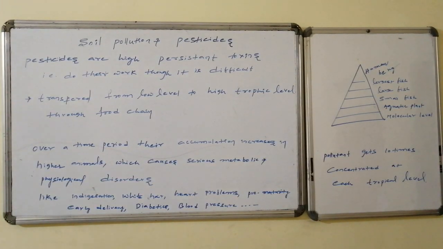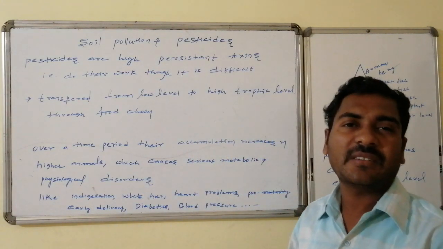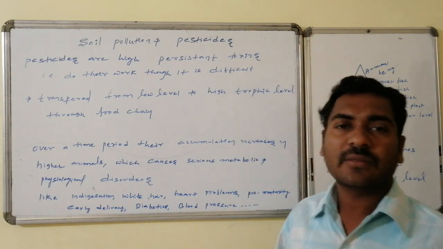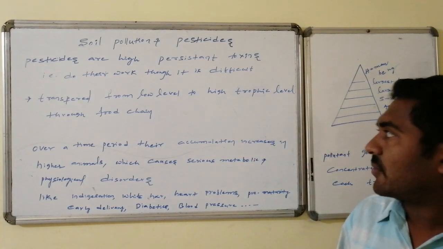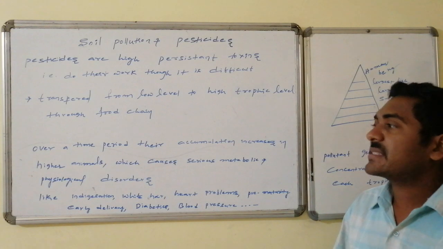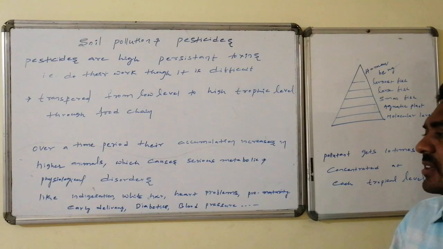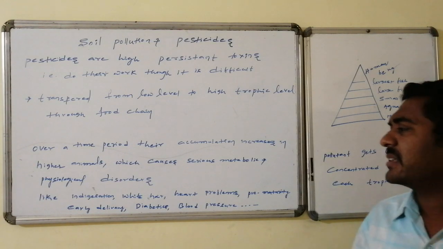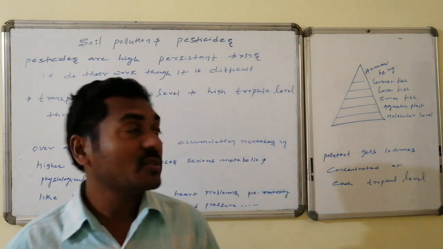All pesticides are highly persistent toxins, that is, they do their corresponding work, irrespective of side effects, oriented on the target. They are transferred from the low trophic level to the high trophic level through the food chain. Over a period of time their accumulation increases in the higher animals, which causes serious metabolic as well as physiological disorders like indigestion, white hair, heart problems, prematurity, early delivery, diabetes, blood pressure. These are all due to pesticide accumulation in the food chain.